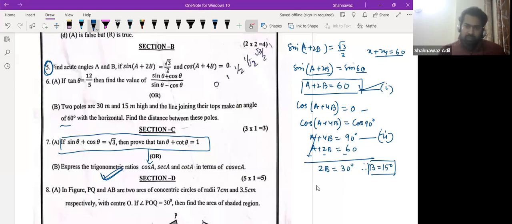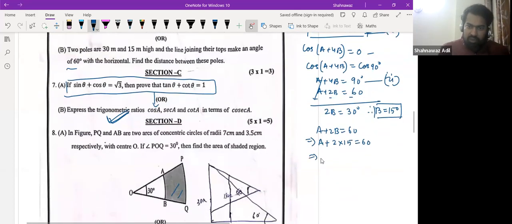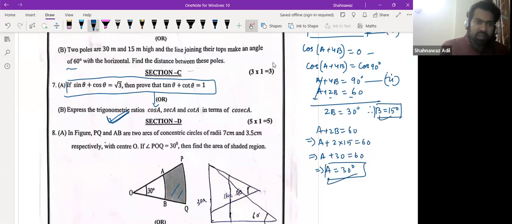A plus 2B is equal to 60. Yes, correct. Then we know that B is 15, so from this one we can calculate A. We can put the value of B. So A plus 2 into 15, 2 into 15 is 30. Then A plus 30 is 60, so A is 30. So A is 30, B is 15. That is the answer, right?